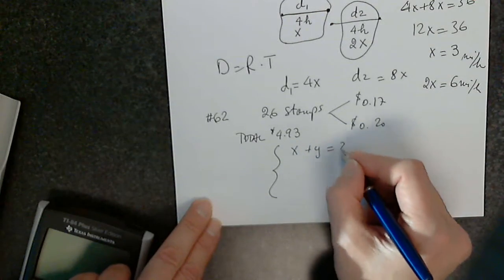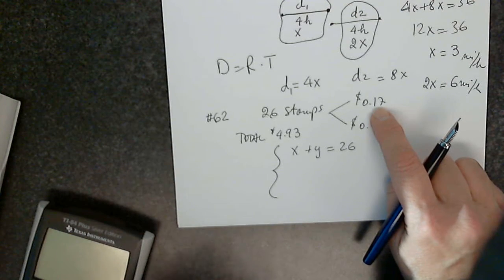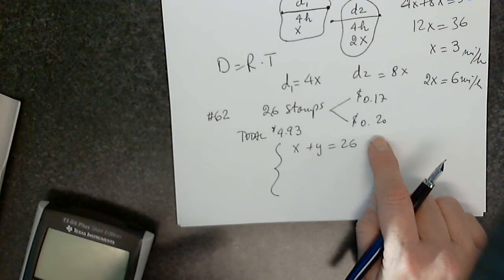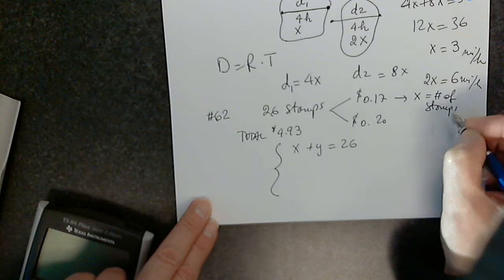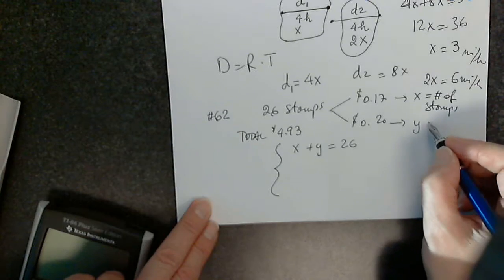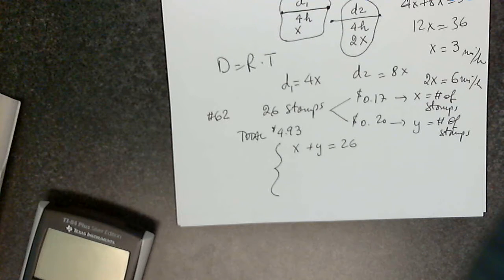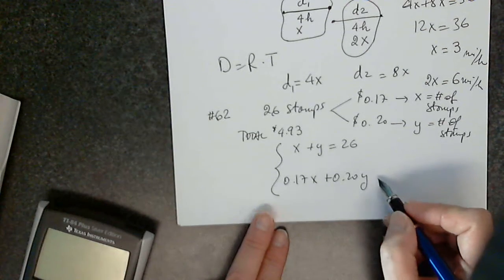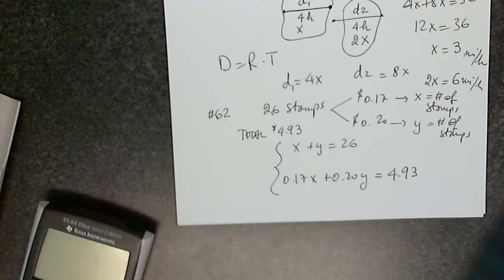So you denoted by X the number of stamps of 17 cents each, and you denoted by Y the number of stamps of 20 cents each. Okay, so this is X number of stamps of 17 cents each, and this one is the number of stamps. Good. So I'm done with that equation. Now the second equation will be... $4.93. Excellent. Okay, 2 minutes.